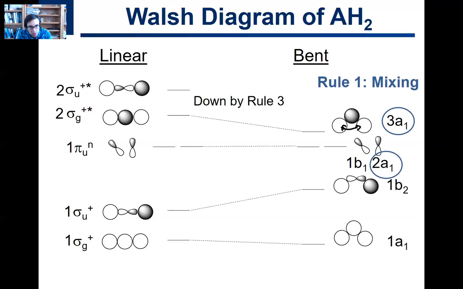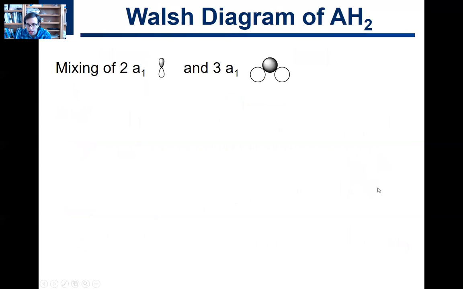Okay, and here's where you set up a mixing scenario. This is relatively core-like. It's pretty low in energy, but you know these two are right next to one another. Right, this one you have the B2 in between the 2A1 and the 1A1, but the 2A1 and the 3A1 are right next to one another. And so what is that going to do? That's rule number 1. That's going to drive them apart, right? So this one's going to go up, this one's going to go down.